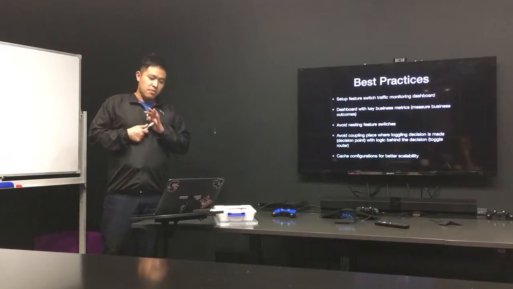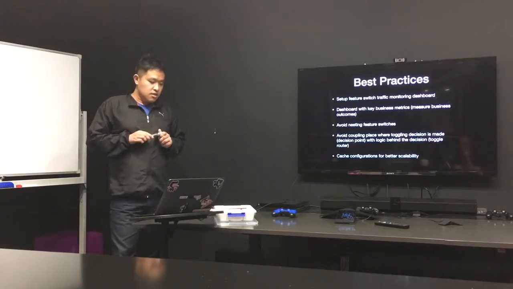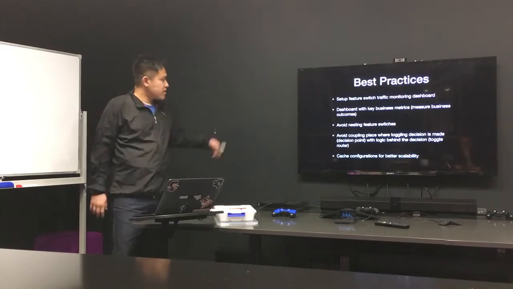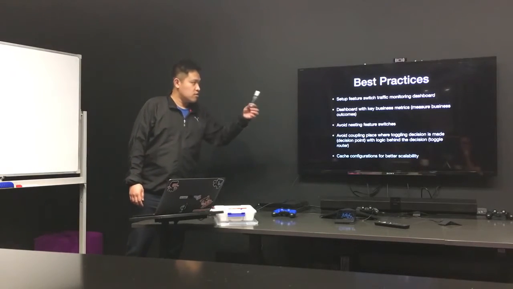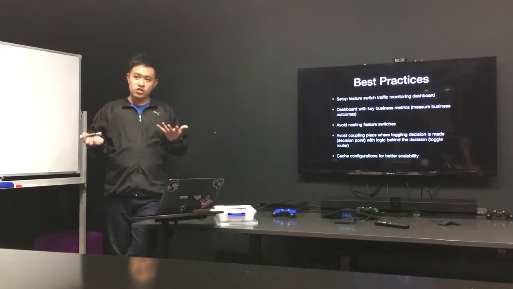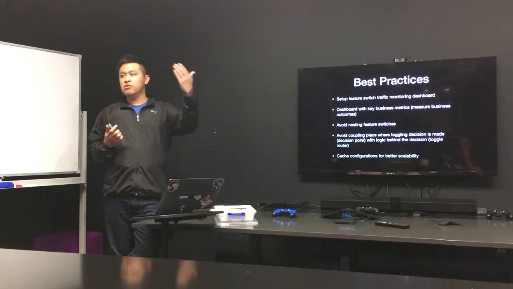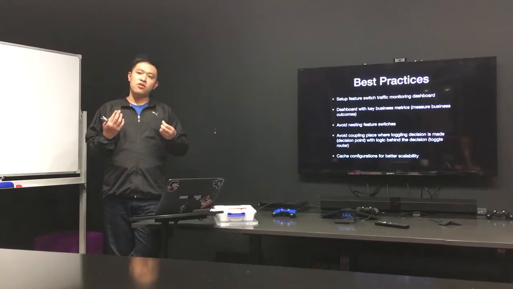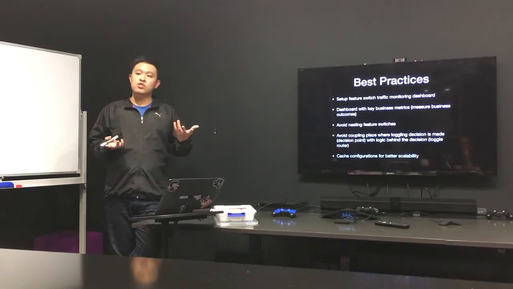So next, I'll talk about some of the implementation best practices. Some of the best practices that we learned is that you have to set up a feature switch traffic monitoring dashboard. So that, let's say for example, if you run feature switches, you know how many percent of your traffic is going to the new flow and old flow, so that if something goes wrong, if a lot of traffic goes to your new flow which you're not expecting, you know that there's something wrong with your new feature switch service.